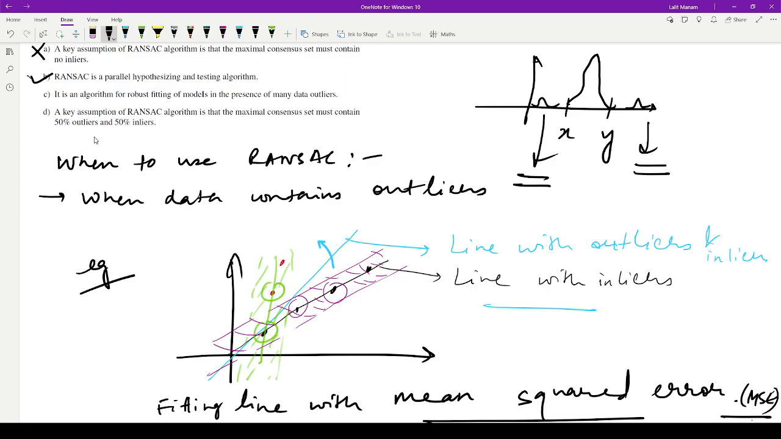Is it right? Yes, because we use RANSAC when there are outliers. That's the whole point. I mean, we use RANSAC only when there are outliers. Otherwise, there's no point.